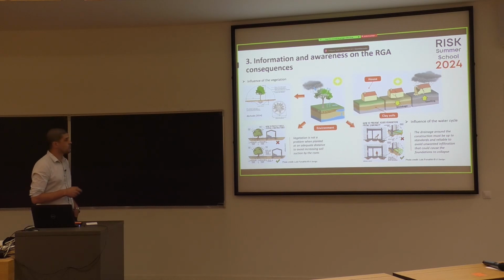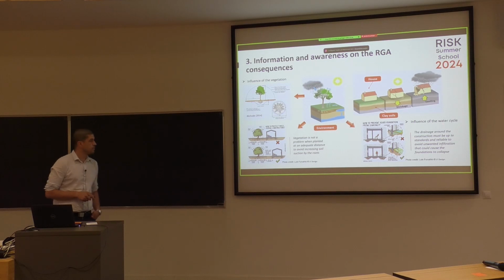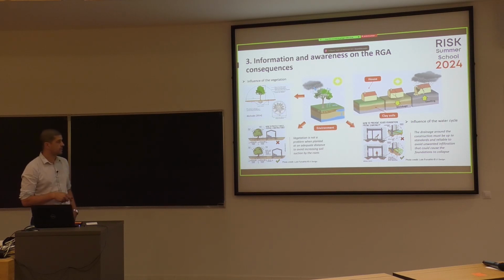To do this, we have to talk about these consequences. For example, in the case of houses and buildings, we take into account the structure, the clay soils, the type of clay soils, but also the environment. In the environment, we have to take into account the influence of the vegetation, because the roots of the vegetation increase the desiccation in this type of soil, and the influence of the water cycle, because if we have an inadequate drainage system, we will have problems in these clay soils during drought periods and during wetting periods.